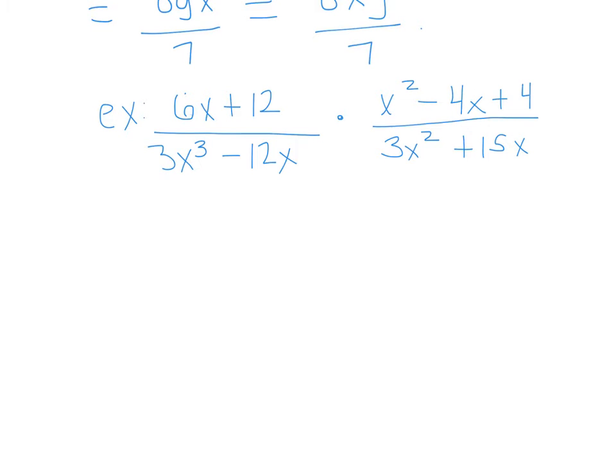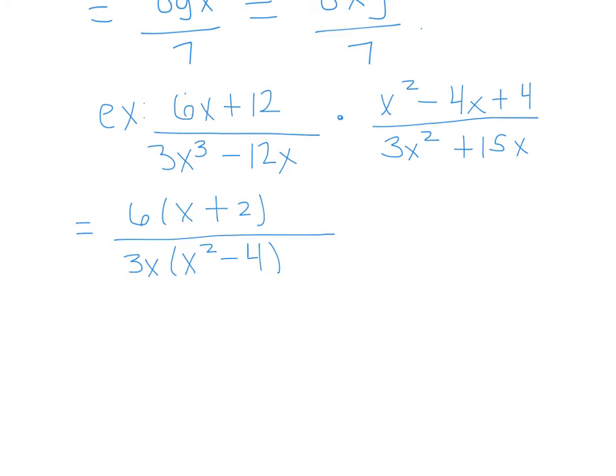Okay, here's another example. This one is where we're going to want to do that first step where we factor the numerators and denominators. Starting with the first rational expression, the numerator has a greatest common factor of 6. Bring that out, and we're left with x plus 2. In the denominator, our greatest common factor is 3x. That leaves x squared minus 4.